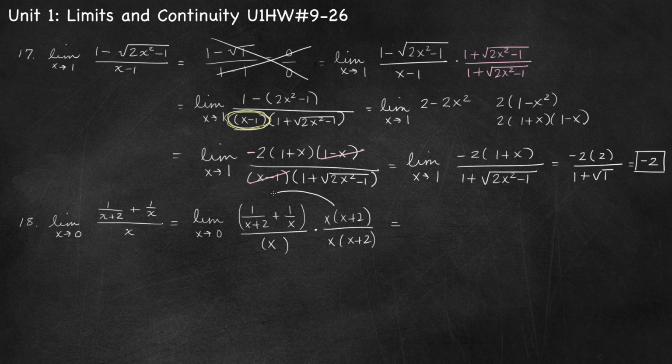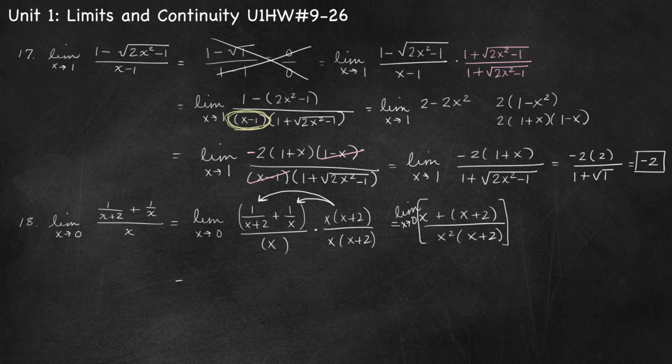Okay, now in the numerator, when I distribute like so, the x plus 2's cancel out, I'm left with x. And when I distribute that here, the x's cancel out, I'm left with x plus 2. And on the bottom, we have x times x plus 2. Okay, so I still have to take the limit, and this is a good opportunity for me to say, don't drop your limits here, because we still have not found the limit yet. We're taking the limit of this.